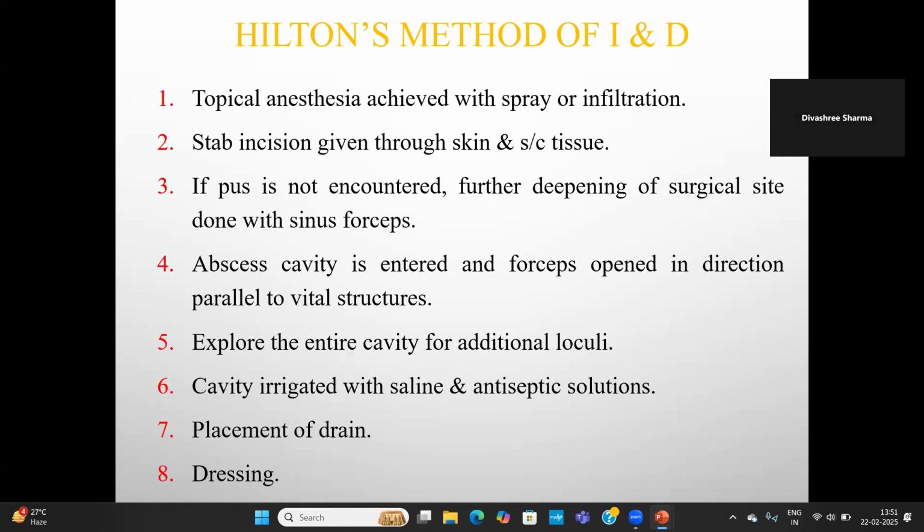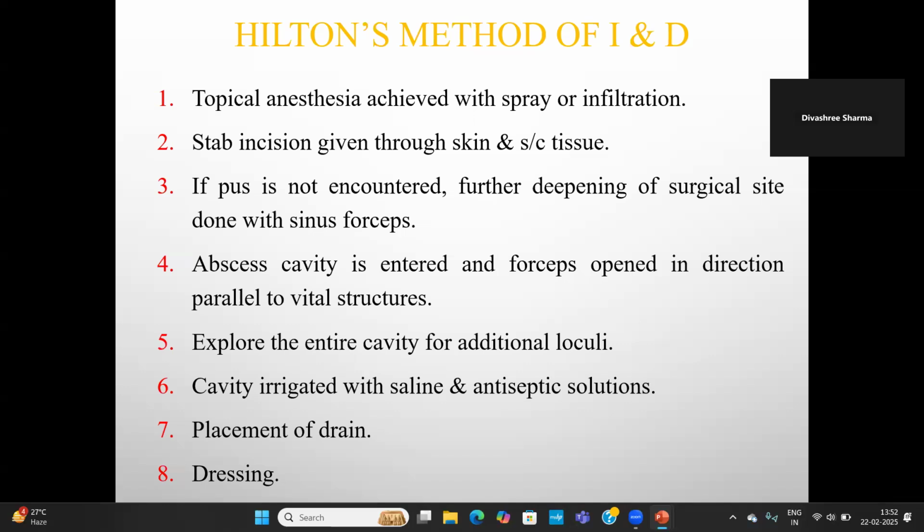Let us briefly discuss Hilton's method of incision and drainage. So, how do we proceed while performing incision and drainage in patients with odontogenic space infections? Topical anesthesia is administered. It can be spray or infiltration. Stab incision is given through the skin and subcutaneous tissue. If the pus is not encountered, further deepening of the surgical site is done with sinus forceps.